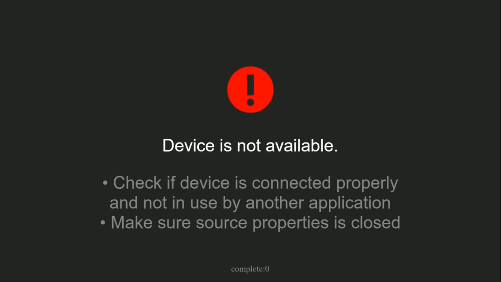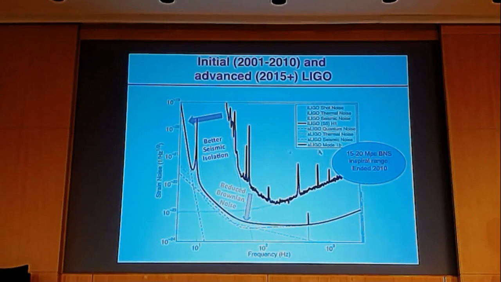So how did we do that? Well, we used better seismic isolation. Here we reduce thermal noise using lower loss materials, and we use more photons to reduce the quantum noise. And with this we will get 200 megaparsecs. At the time we made these slides, which was maybe 4 or 5 years ago, we said circa 2019, probably going to be circa 2021, what we get.